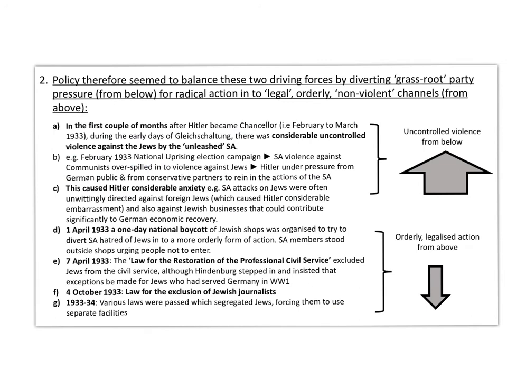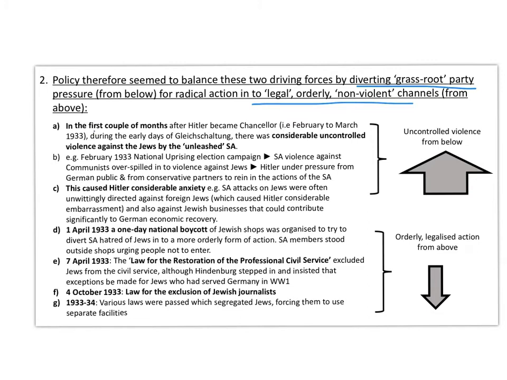So policy, therefore, seemed to balance these two driving forces by taking hold of grassroots activism, which is from below, and diverting it into a legal, orderly, non-violent channel from above. And we can sort of see that, and that helps us understand what then happened.